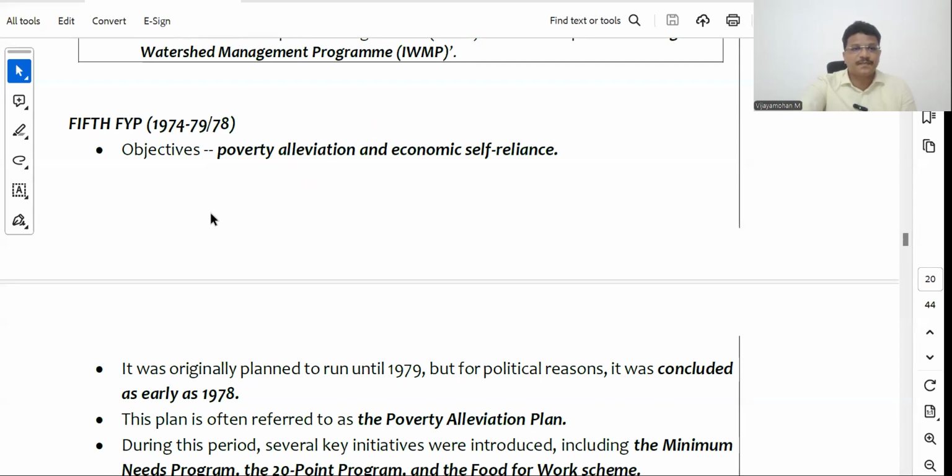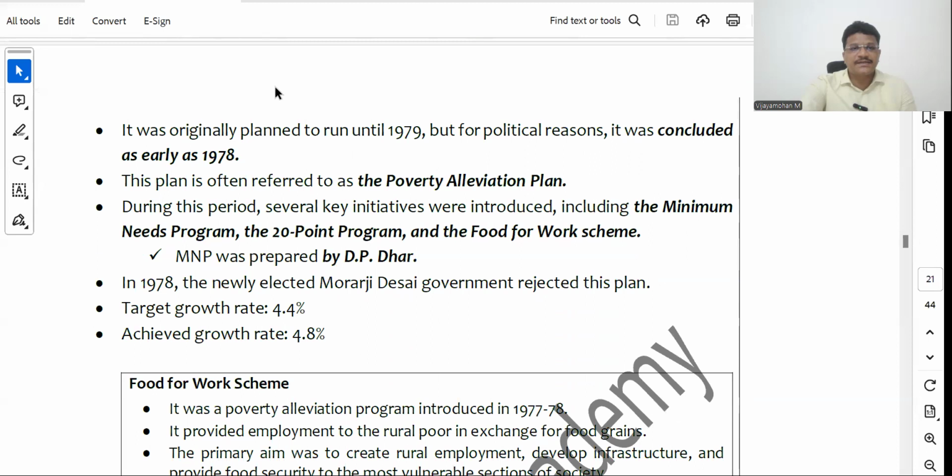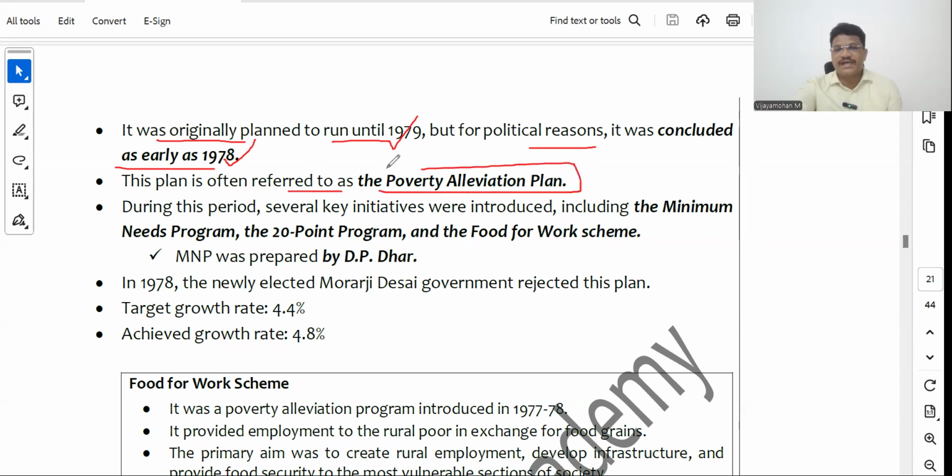It was originally planned to run until 1979, but for political reasons it was concluded as early as 1978. This plan is often referred to as the poverty alleviation plan.